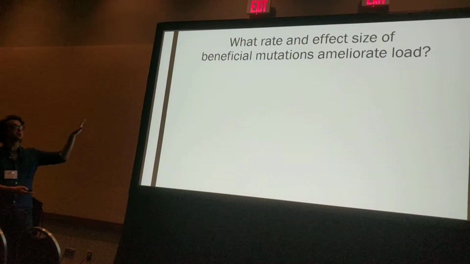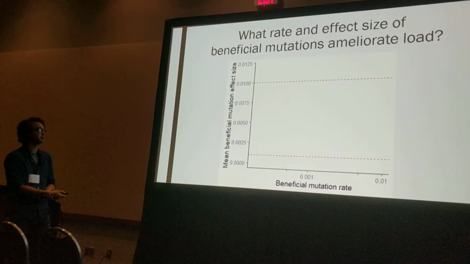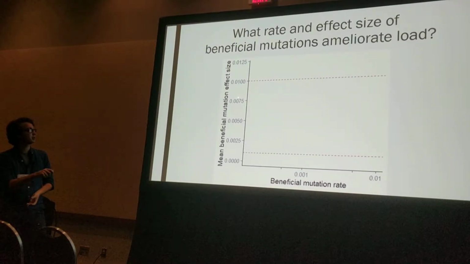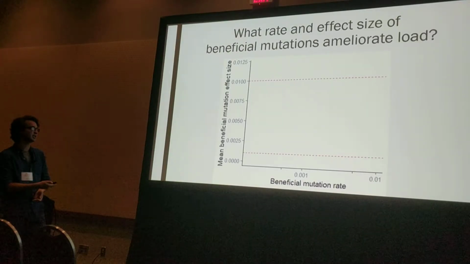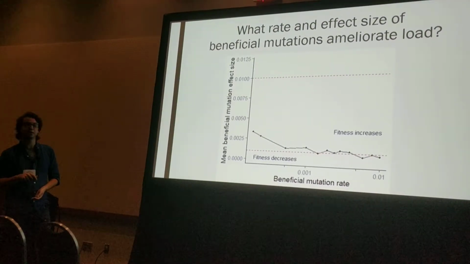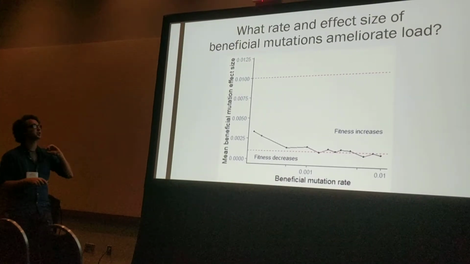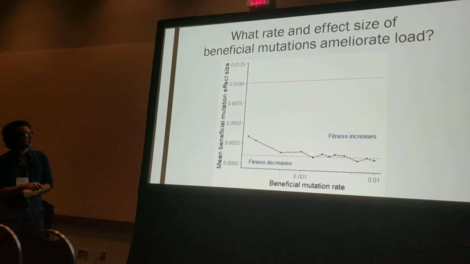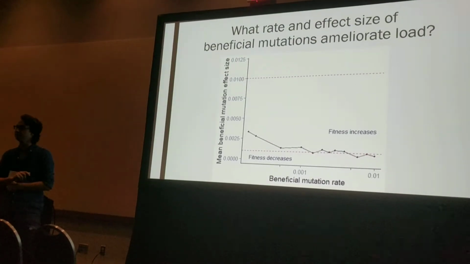What I'm going to want to answer here is what rate and effect size of beneficial mutations are sufficient to ameliorate load. So this is the combination of those two beneficial parameters. I'm just showing you the boundaries of what's probably reasonable. And what I'm plotting here is where the slope of those lines I showed before equals 0, so where beneficial mutations are exactly able to ameliorate load. Anything above this, you're fine, you adapt over time. Anything below this, you're dead, you degrade over time.